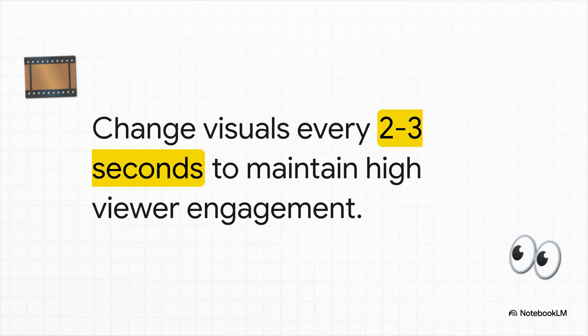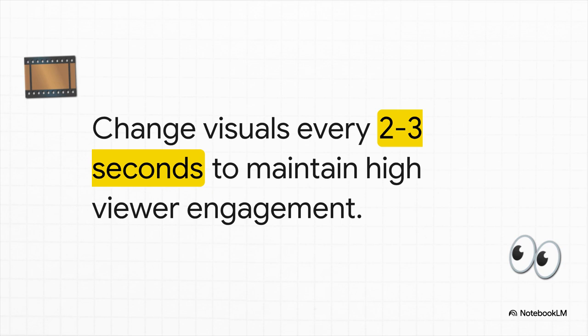But it isn't just about what is being shown. It is entirely about the rhythm of how it's presented. The prompt actually dictates a super fast, visually stunning pace. It explicitly instructs the AI to change visuals every 2 to 3 seconds with smooth transitions. And this is such a deliberate tactic to match the hyper-engaging style you need for modern short-form content.